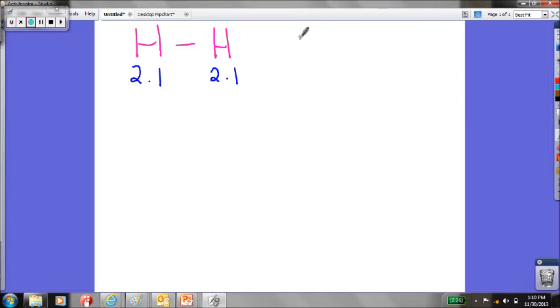And so the way that I would do that is I would just take 2.1 minus 2.1 equals 0. I know that 0 is less than 0.4, and so I know that the type of bond that's going to form is a covalent bond. Okay, so when I draw my two hydrogen atoms bonding together, I'm going to show that they're going to be sharing electrons, and they're going to be sharing their electrons equally.